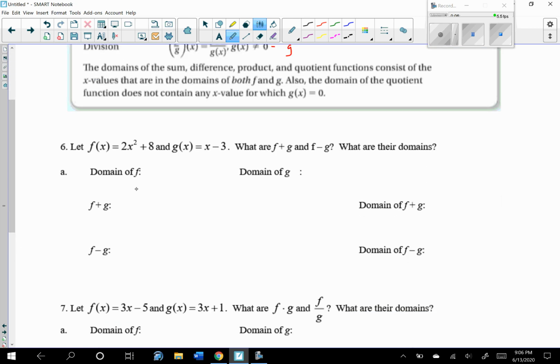So for question number 6, we are given the two functions f of x and g of x. It wants us to find the two functions being added, subtracted, and the domain. So first let's go ahead and look at each domain separately, and then we'll look at it when we add the functions together. For the first one, if I look at f of x, again, ask yourself those two questions. Do I have any variables in the denominator? No. Do I have any variables underneath an even root? No, so the domain's all real numbers. Same thing for g of x.